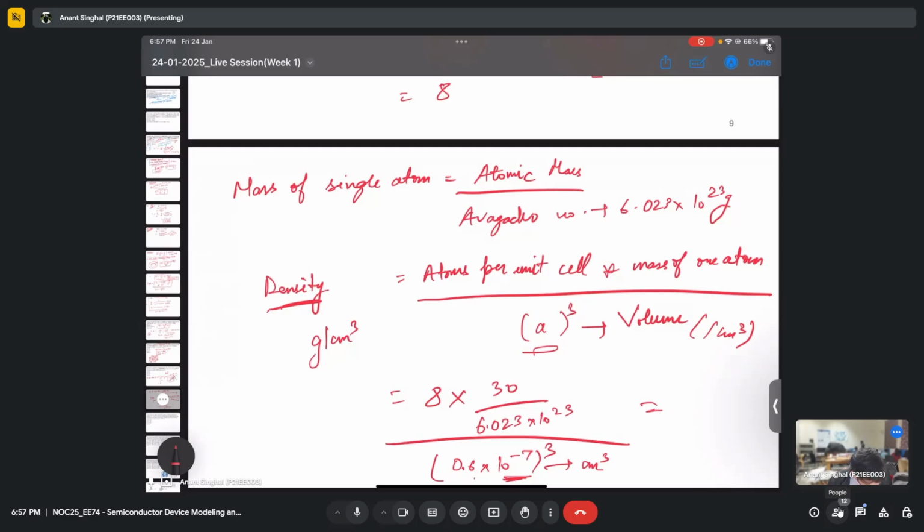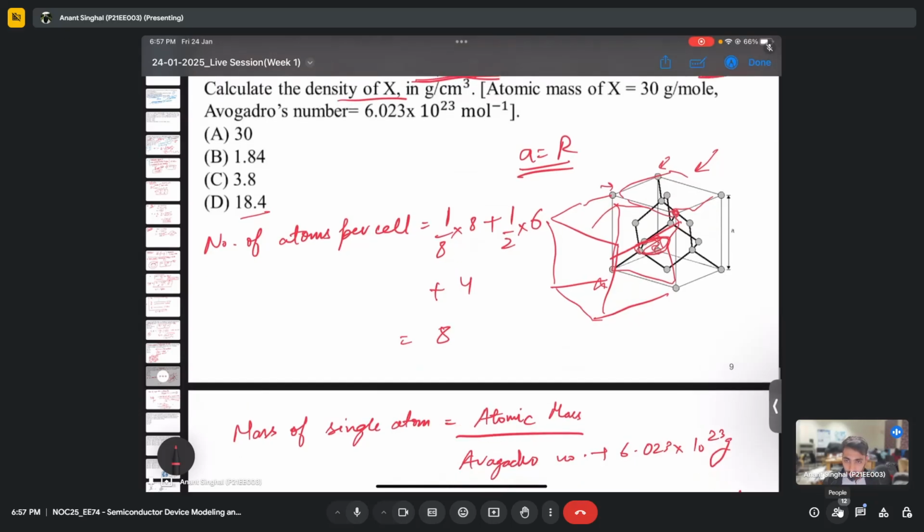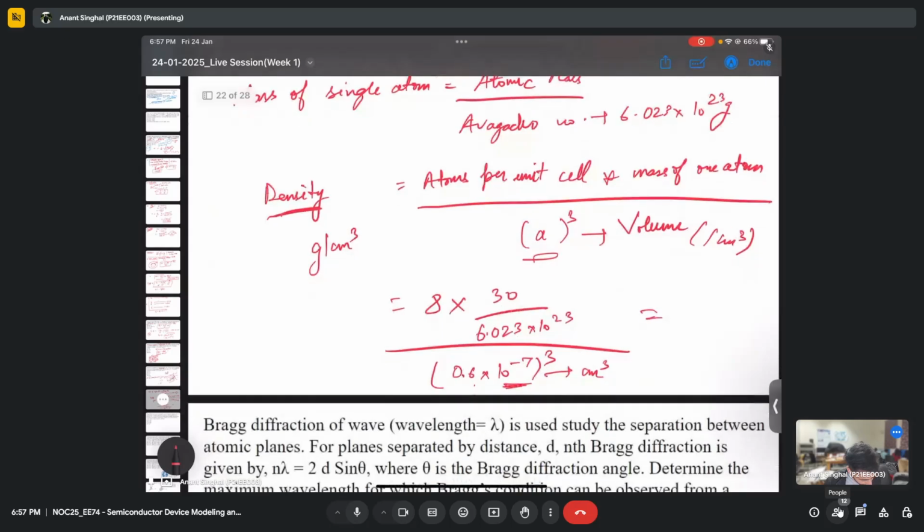I'm not sure. 18.4. How much? 18.4. Okay, yeah, this is an observation. Is it the same with everyone? Anyone getting some other answer, or is it fine? Okay, so this is minus 21. This 10 is for 2 will be there. That will make it 10. 6 times 6.023, and this is 8 times 3, 3 to the 4 by 6. I don't think it will be 18.